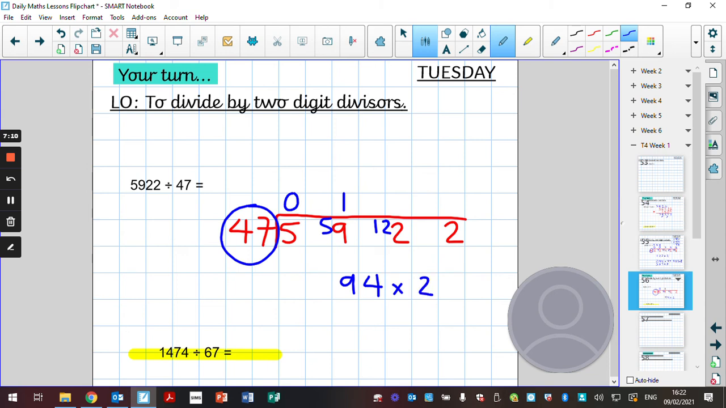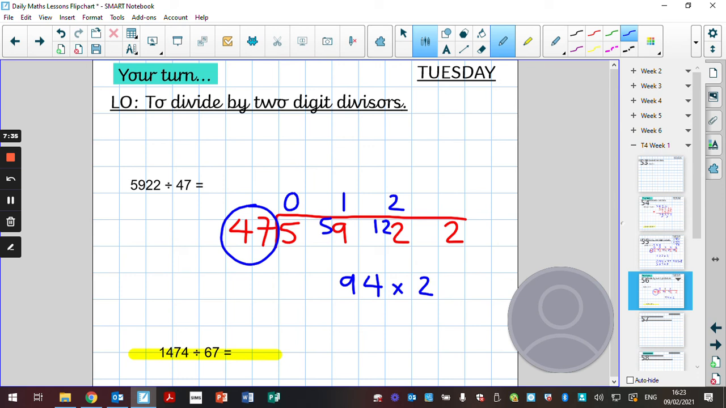Can we add on another 47? Will that be below 122? Well, if you're not too sure, just have a go, see if that is below 122. You may have already worked out that if you add 90 and 47, you get 137, and that's too many. If you have, well done. You know that 2 lots of 47 go into 122.